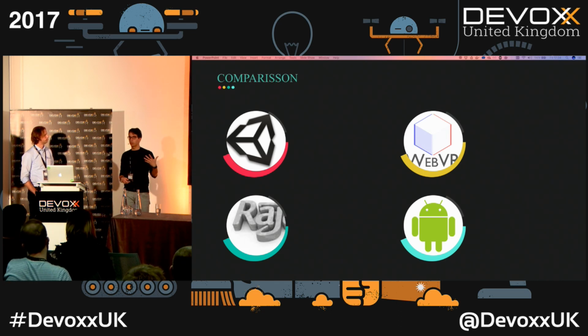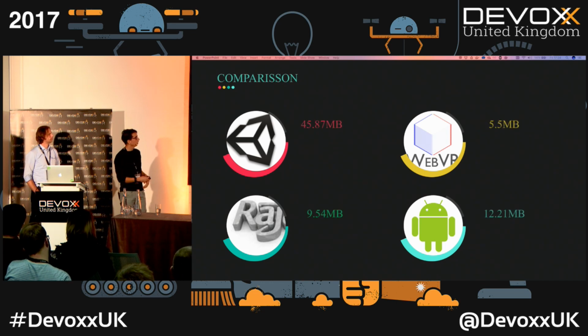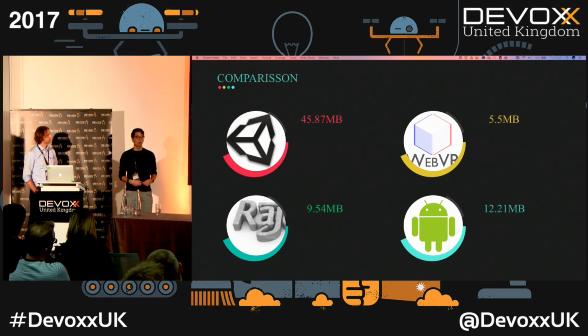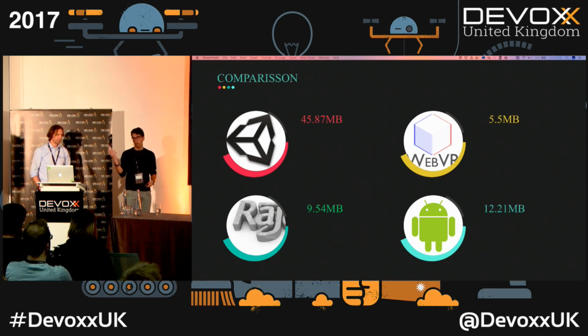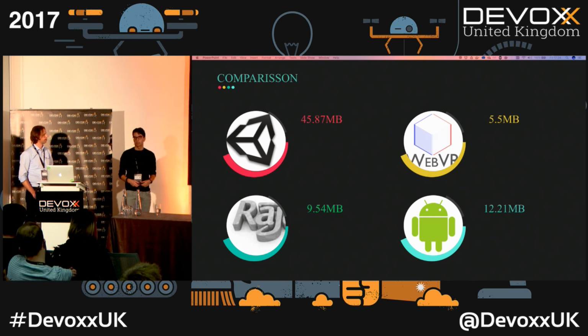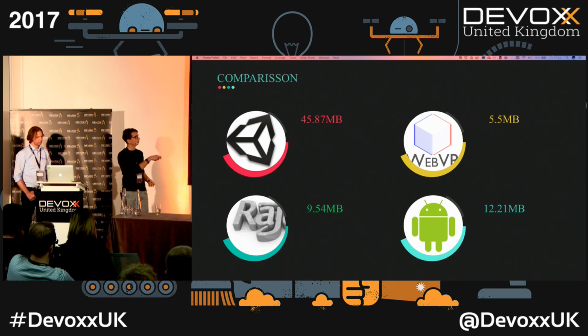So we started with the build size, the actual build size of the APK. How big is it? Unity is a whopping 45.87 megabytes. I couldn't expect that, because Unity builds a lot of stuff with your build. The WebVR is actually 5.5 megabytes, and the biggest portion of that is the photos, five megabytes of photos. So that's basically way smaller. Rajawali on its own is 9.45 megabytes, and native Android is 12.21 megabytes.